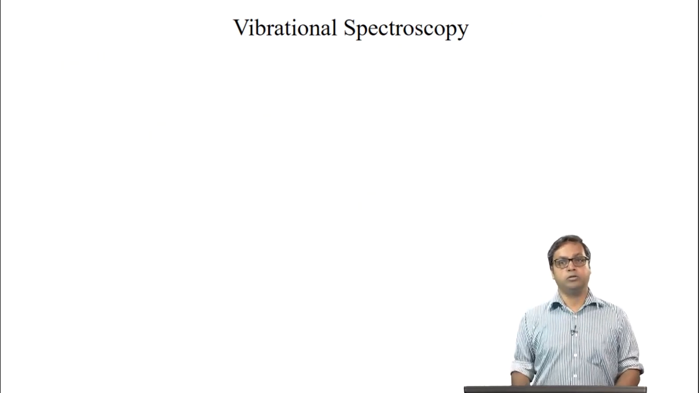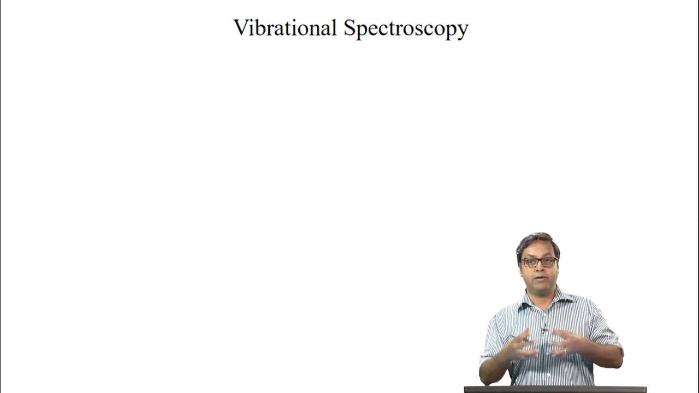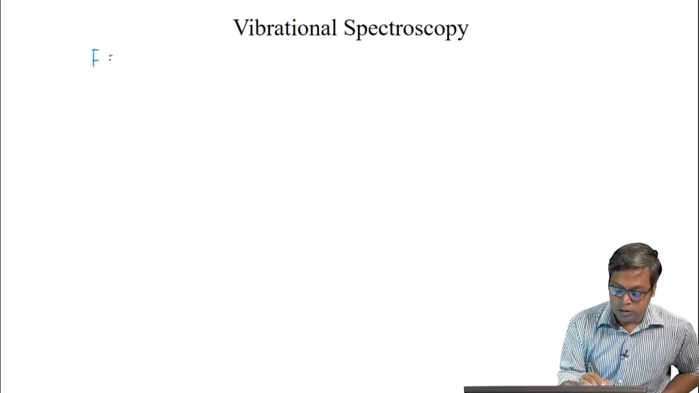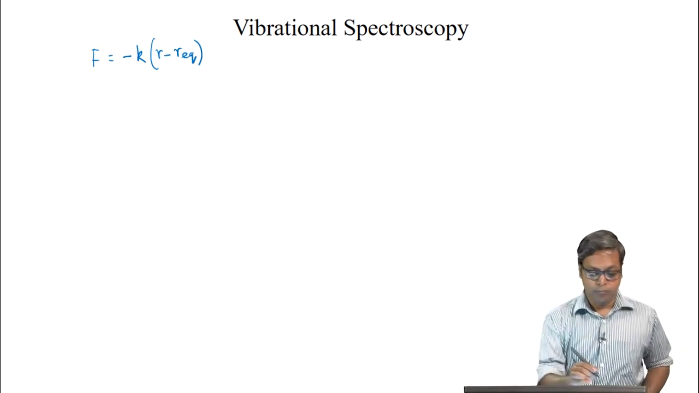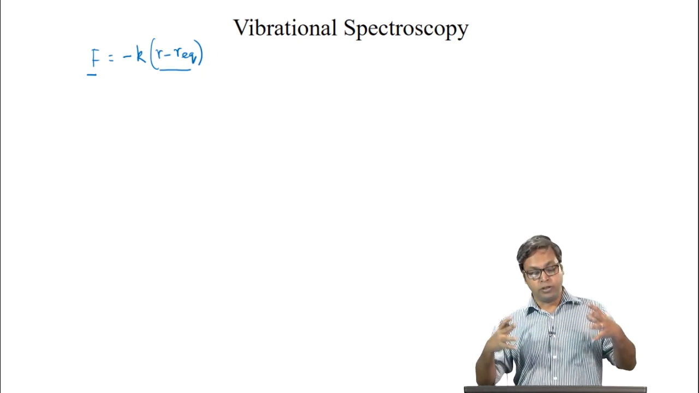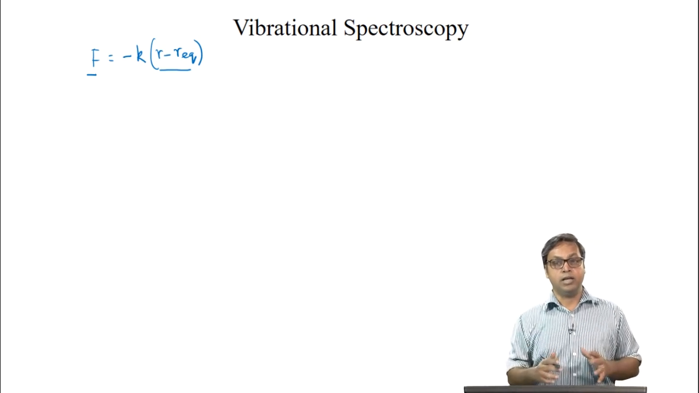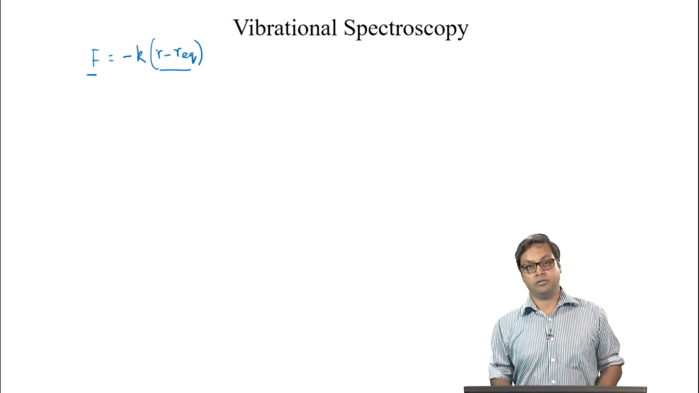So, a plot of this restoring force versus the displacement from the equilibrium bond length results in a straight line, because we have force equals minus k (r minus r equilibrium). So, if we plot force versus the displacement from the equilibrium position, that is r minus r equilibrium, we will have a straight line, and the slope of the straight line will give us k, the force constant.